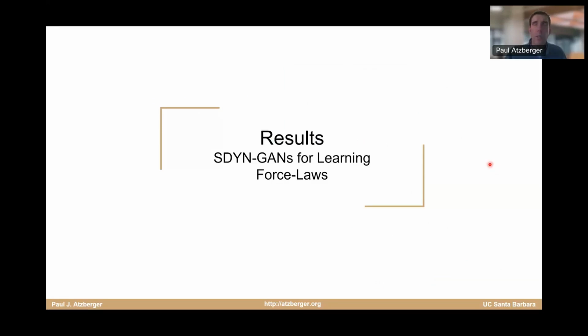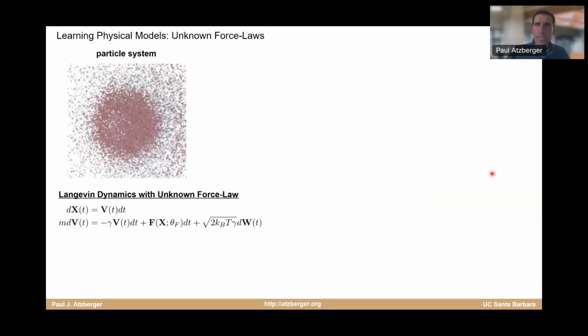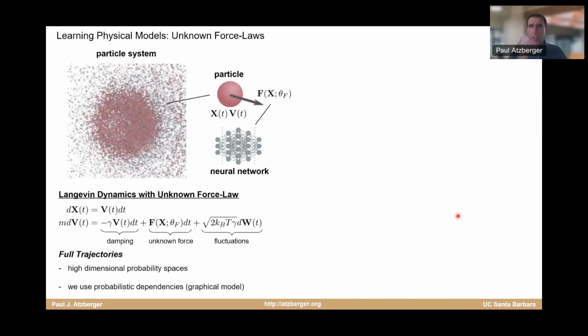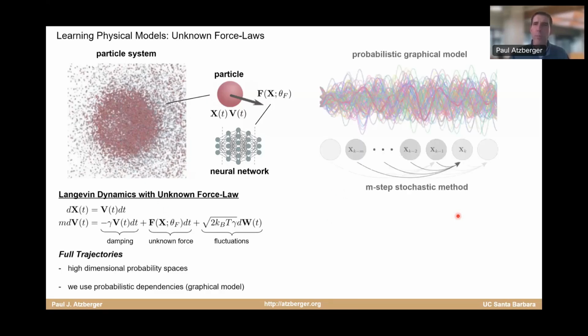This is just showing real quickly some results for learning models where there's unknown force laws. In this case, we have observations of a particle system, and we're going to learn over the modeling class of, again, inertial Langevin dynamics. And really the objective here is to learn a neural network representation for the unknown force law. I'll assume for now in this study that the damping and the thermal parameters are known, but you also could try to learn those simultaneously as well. But again, you have that challenge of these very high-dimensional probability spaces, but that graphical model structure will be utilized to exploit those dependencies.